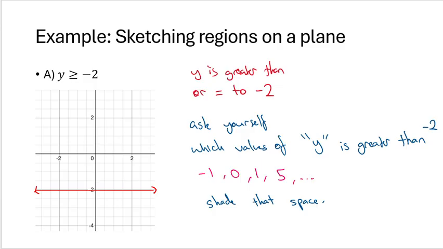And then you ask yourself, which values of y are greater than -2? So you've got some examples: -1, 0, 1, 5. And then you just ask yourself, looking at the graph, which direction is that in? It's obviously above the line that I drew. So I'm just going to shade that region only, okay? And that means I've shaded in the region where all the y values are greater than or equal to -2 as well. Okay, that's it.